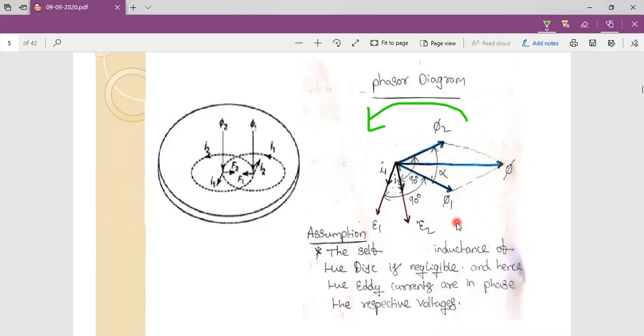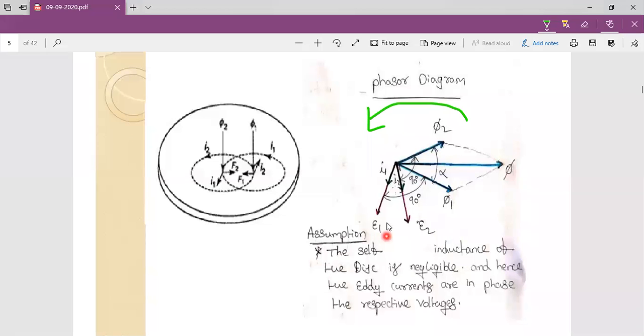What is there in the air gap? The disk is linked with these two fluxes, and the flux nature is alternating. Because of that, two EMFs are induced in the disk. Those are E1 and E2.